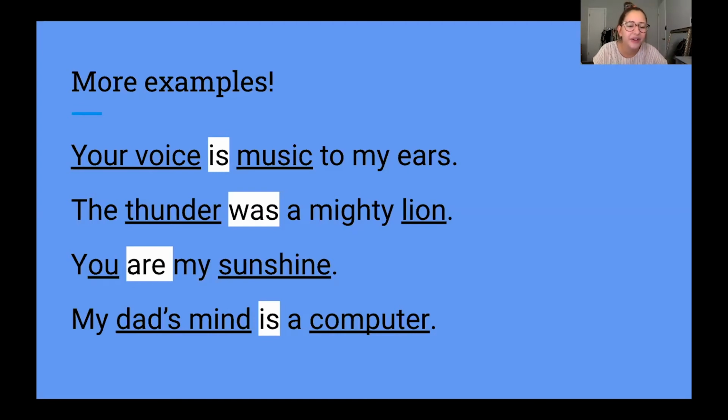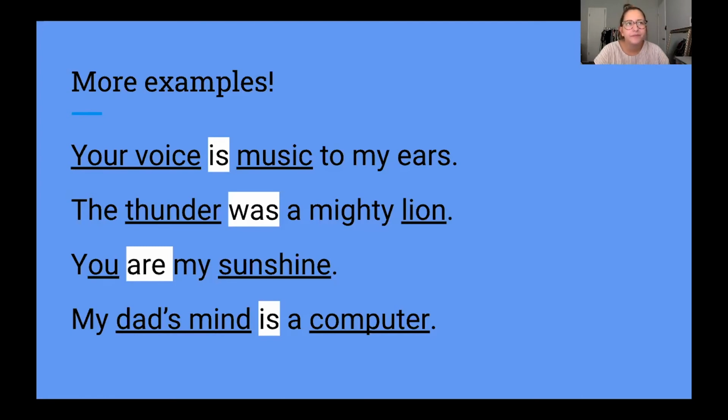And then the last one I wrote is, my dad's mind is a computer. So that one's kind of like the dictionary one again. But when I'm saying my dad's mind is a computer, I'm comparing my dad's mind to a computer. And so we know that computers are really smart and they're really quick and you can find information super fast. And so when I say that my dad's mind is a computer, I'm saying that that's exactly what my dad's mind is. It's really fast and smart and quick and intelligent.